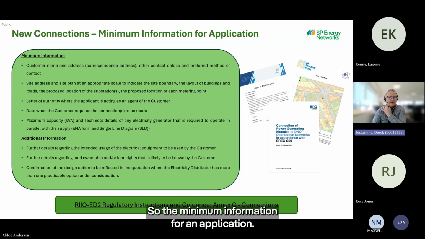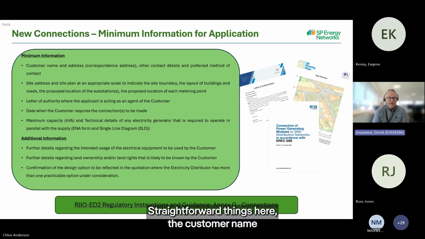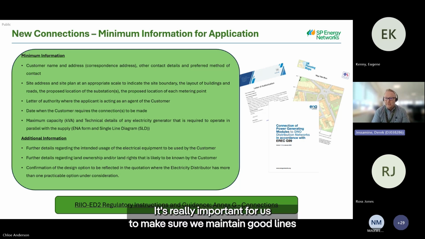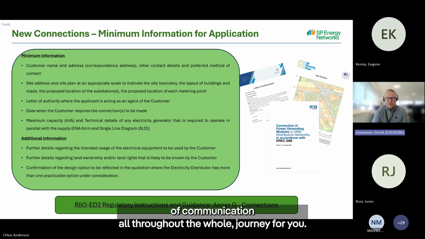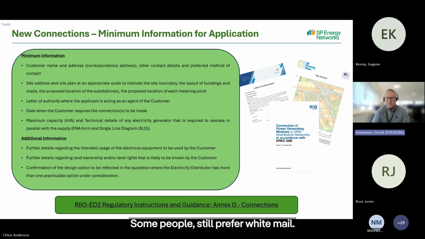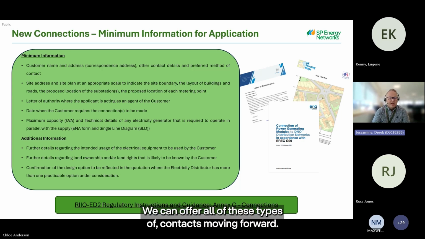So the minimum information for an application: straightforward things here, the customer name and address, any other contact details and how you prefer us to contact you. It's really important for us to maintain good lines of communication all throughout the whole journey for you. Different customers have different needs. Some people still prefer white mail, though most people will be down the email route, Teams, in-person meetings. We can offer all of these types of contact moving forward.